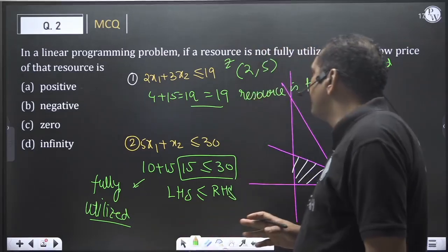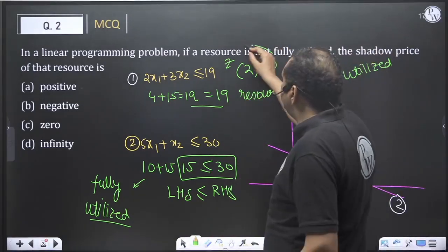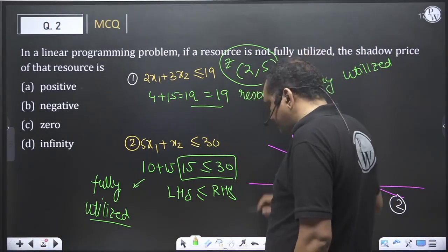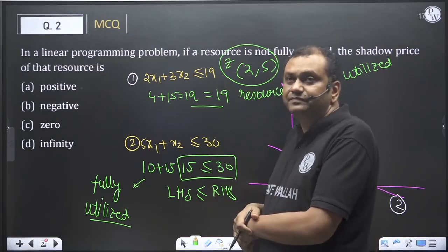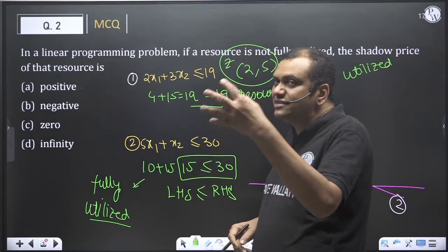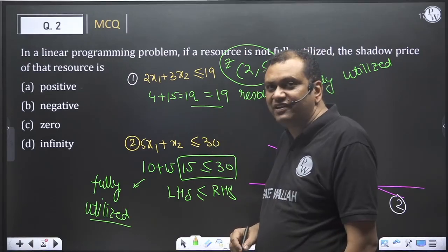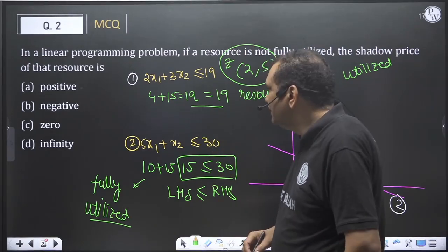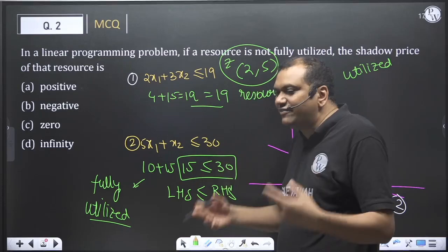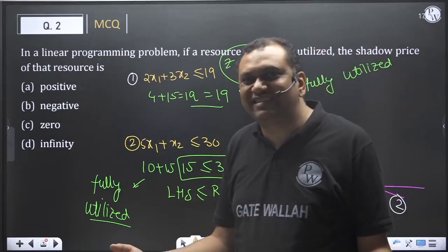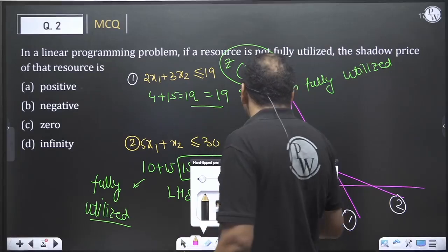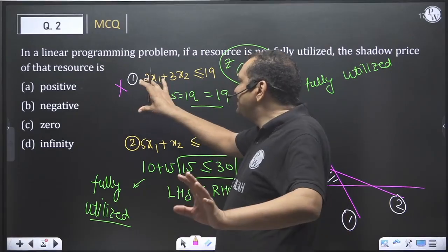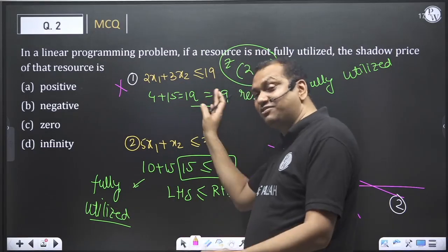So this is my objective function. Suppose I want to increase the value of objective function, or you can say I want to increase the output of my plant. This constraint will not allow, because its resources are fully utilized.